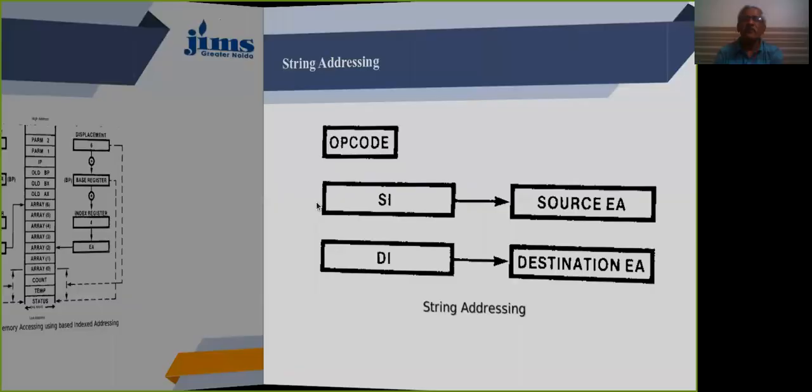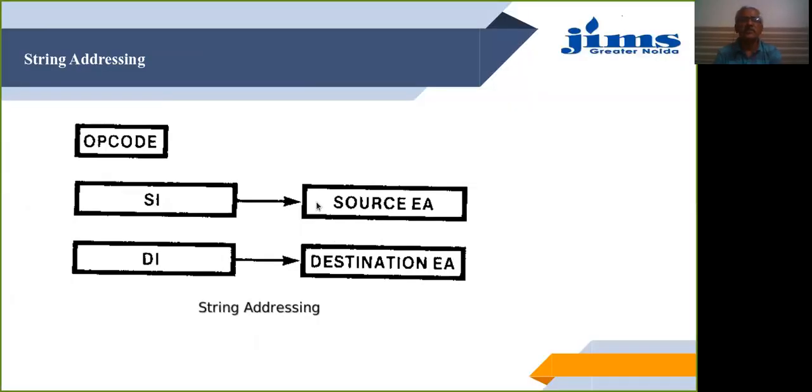Then we have the string type of instructions. This is a very useful feature in the 8086 microprocessors, where the string type of instructions can directly make use of the SI and DI in their instructions. That is, the effective address or the offset address is contained in the SI and the DI. The SI contains the source effective address or the offset address, and DI contains the destination effective address.